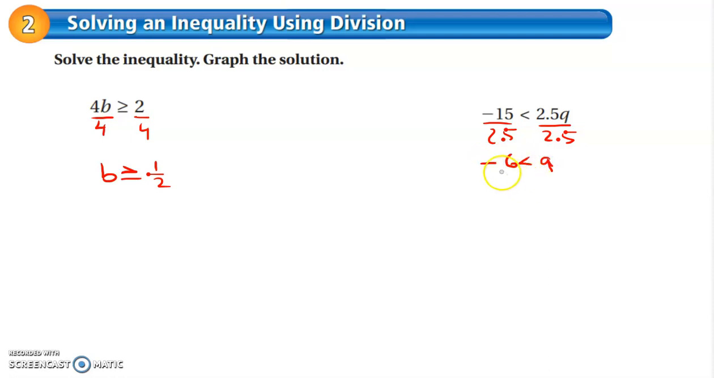Now we always want to rewrite this with the variable first. All right, so q, now notice that the sign is pointing away from the q, so point away from the q. q is greater than negative 6.